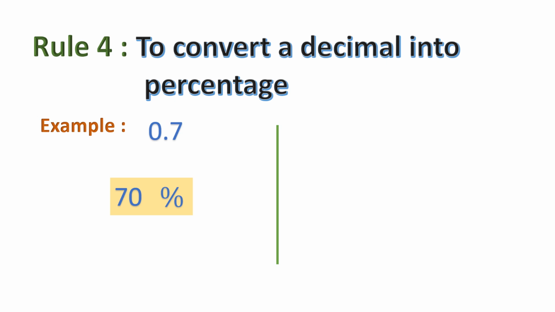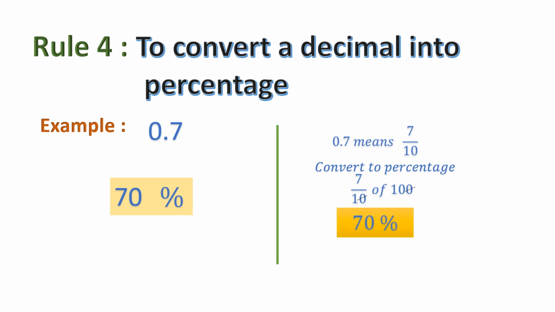So the answer will become 70%. Another explanation can be: 0.7 means actually 7 by 10 if we convert this decimal into a fraction. Now 7 by 10, we have to convert it into a percentage. That means 7 by 10 of 100, and of means multiplication. So if we multiply 7 by 10 with 100, we can cancel this 0 in the denominator with this 0 in the numerator. And then if we multiply the numerator with the numerator, it becomes 70. So it's 70%.